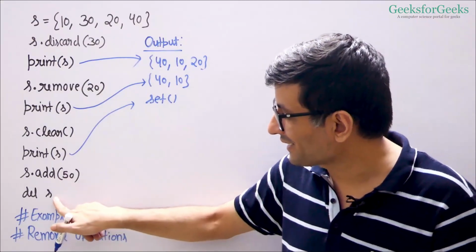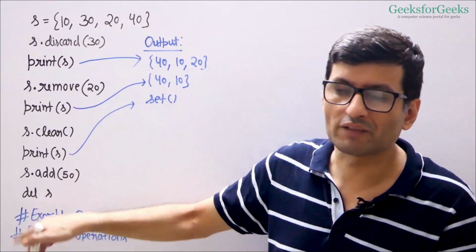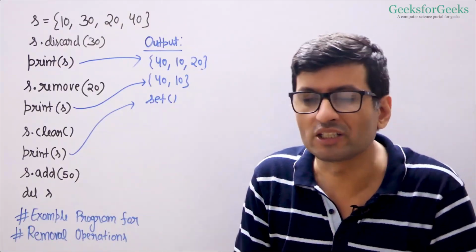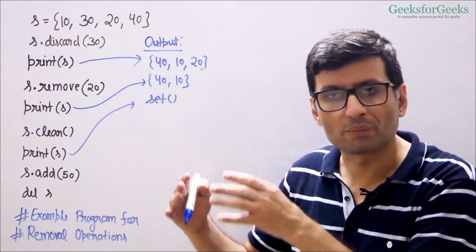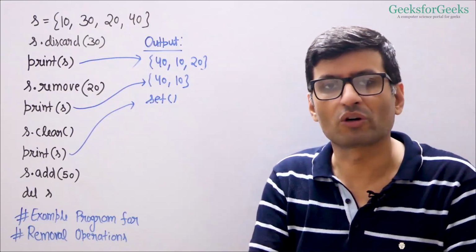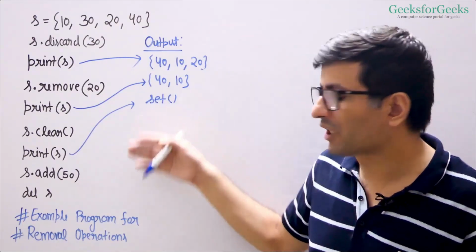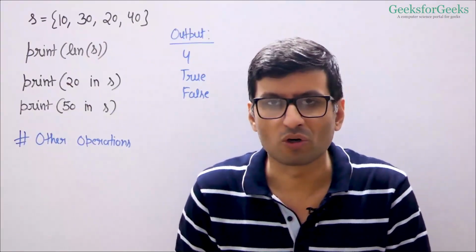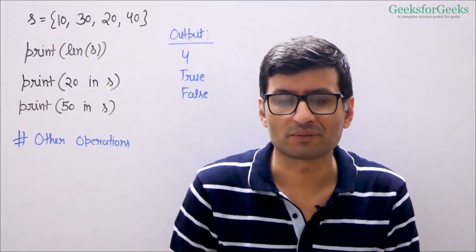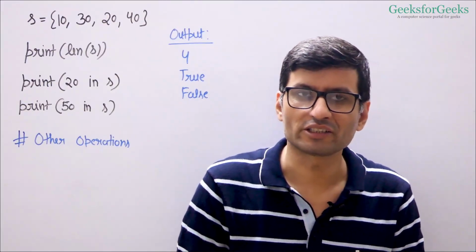If I try to access S after this statement, like if I try to print S or I try to add anything to the S, I will get errors. So del removes the object itself. Same thing happens when you call del on a list. So these are removal functions. Now we are going to talk about other operations. Here are some more operations on set, and these operations are present in other collections as well, like list.